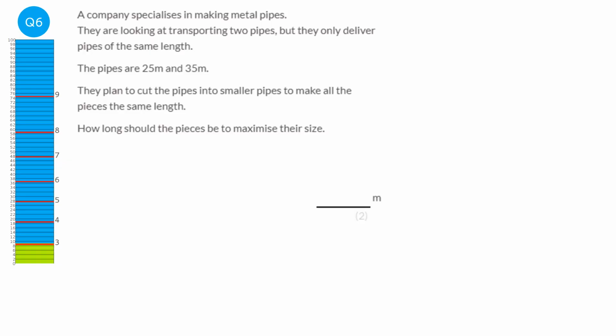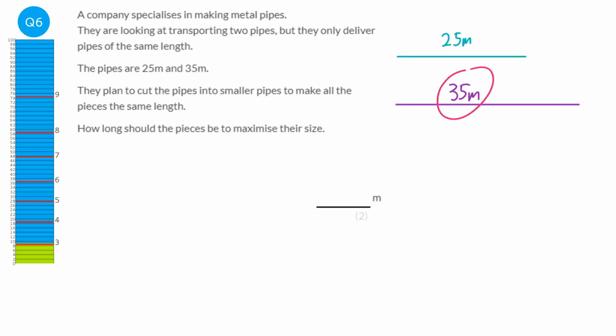So if we imagine we've got the 25 metre pipe here, and we've got the 35 metre pipe here, the question's basically asking us what can we cut all these pipes into, and they all have to be the same length that will fit with the 25 metre and the 35 metre. And essentially what this question is asking is, what is the highest common factor of 25 and 35?